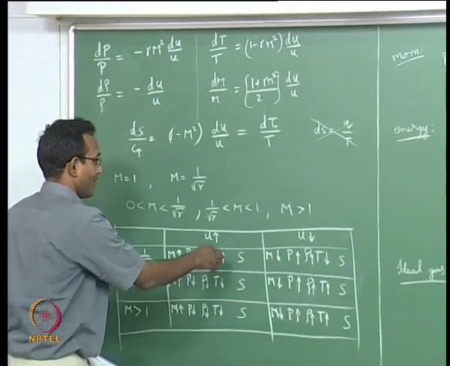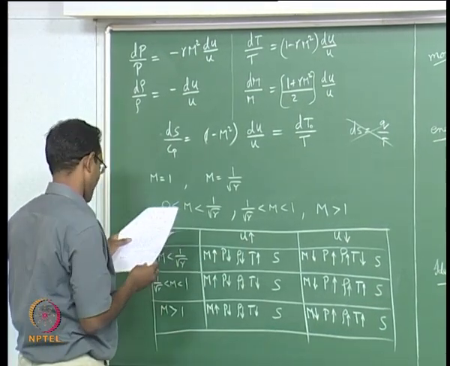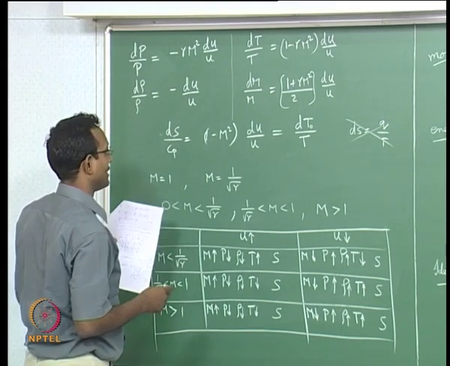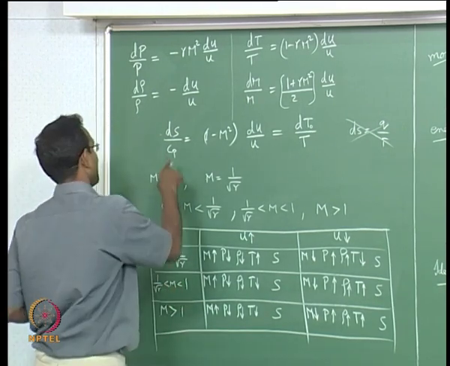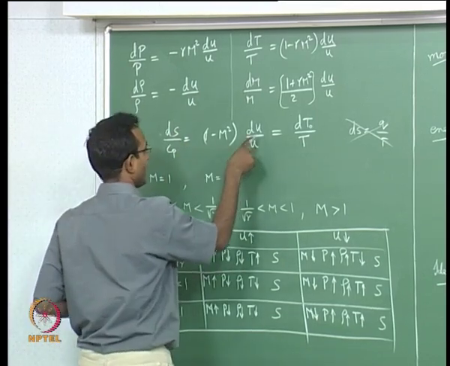If you want, you can put comma t naught next to it also. I will just do one of them. S and t naught are exactly going the same way. Okay. Now, I will look at this expression, ds is 1 minus m square times du.